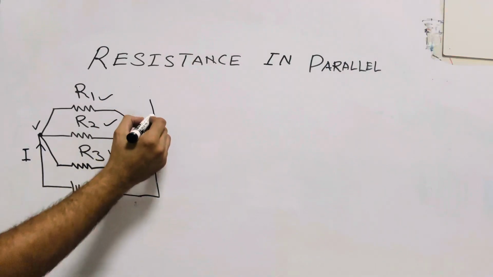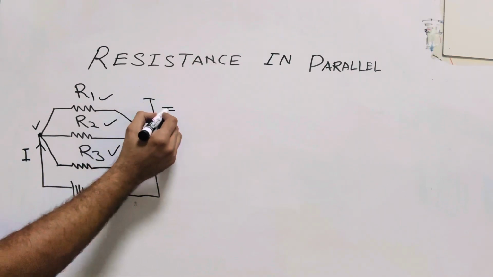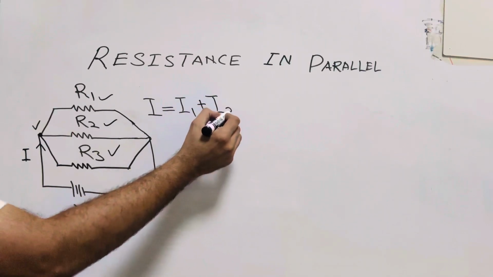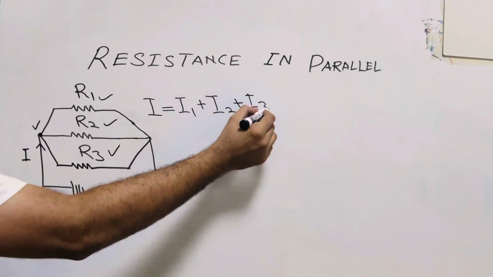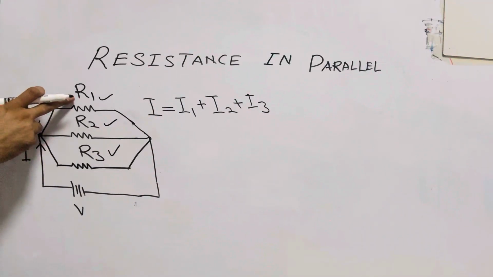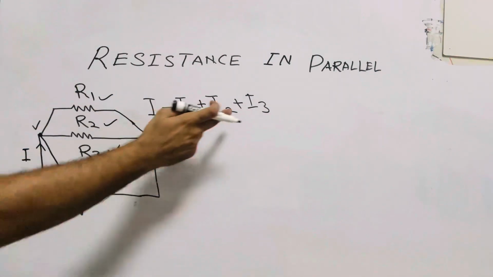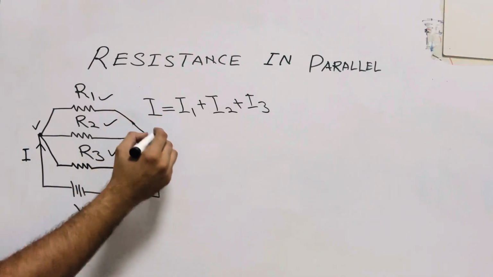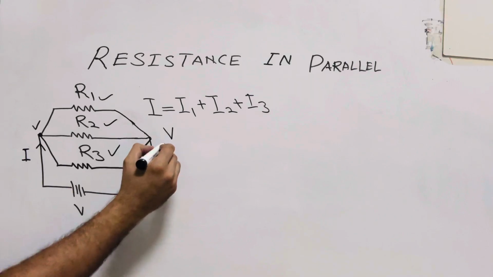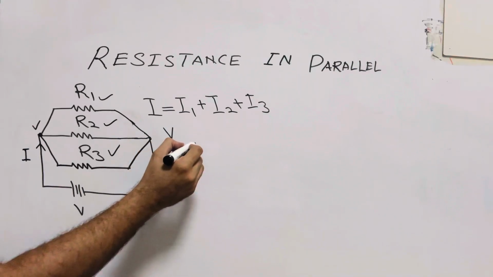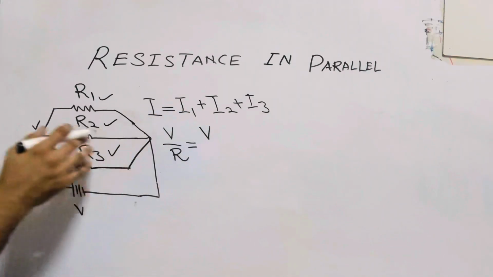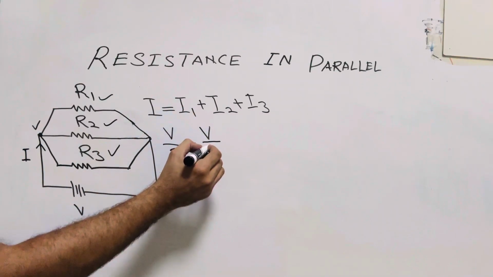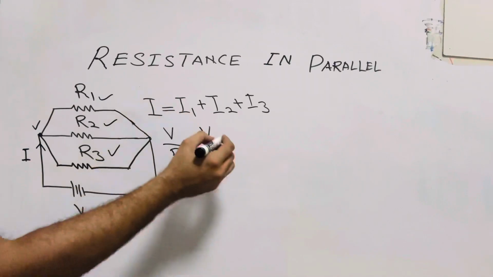So the current I would be divided into three different values: I1, I2, I3. This I1 will be flowing through R1, I2 will be flowing through R2, and I3 will be flowing through R3. So according to Ohm's law, I is equal to V upon R. V would be the same in the parallel configuration. So V would be divided by R1 to get I1.